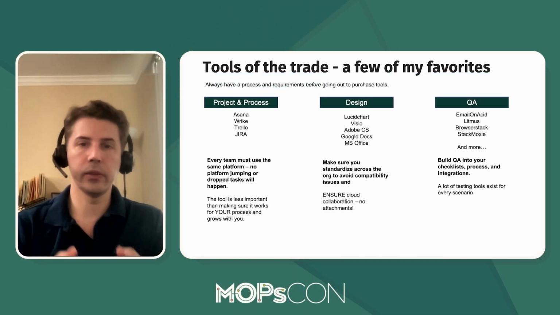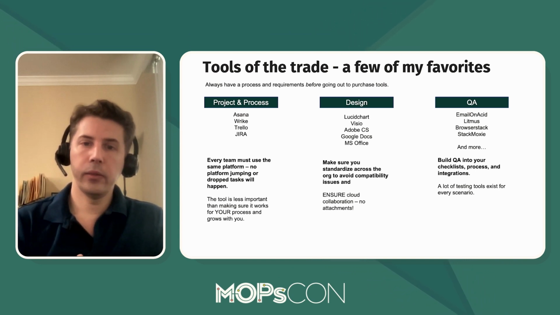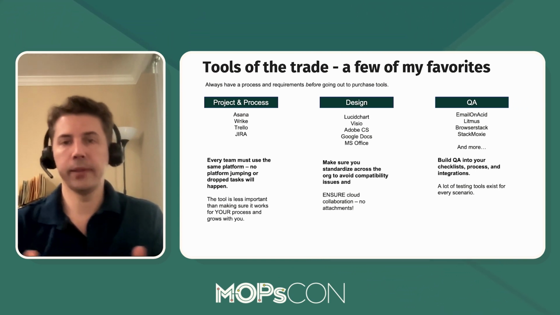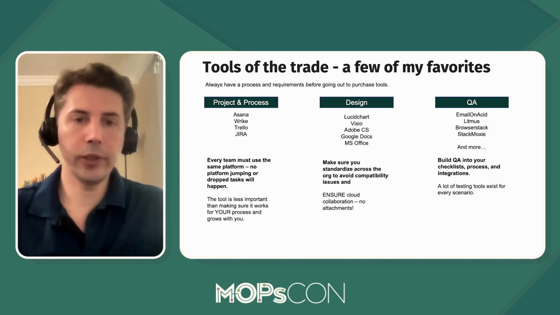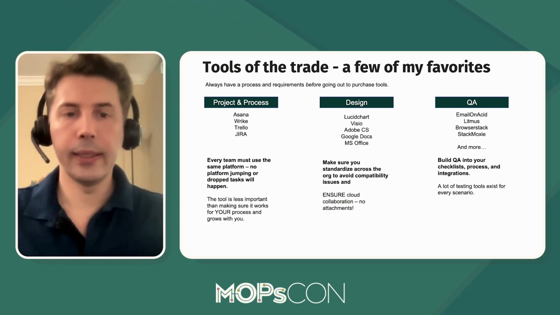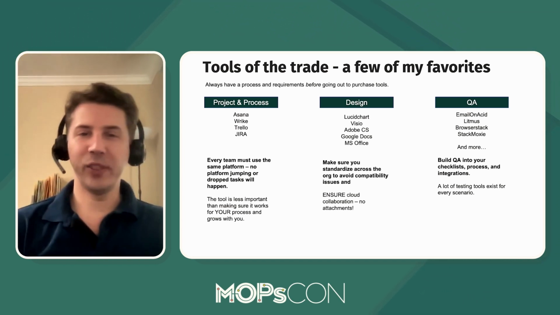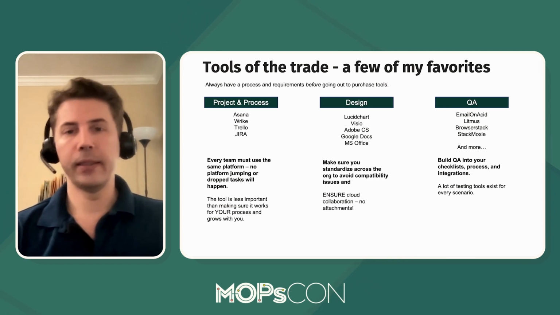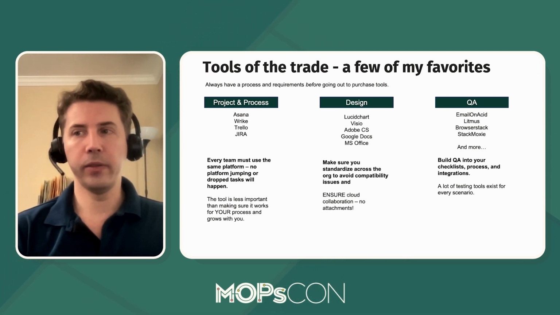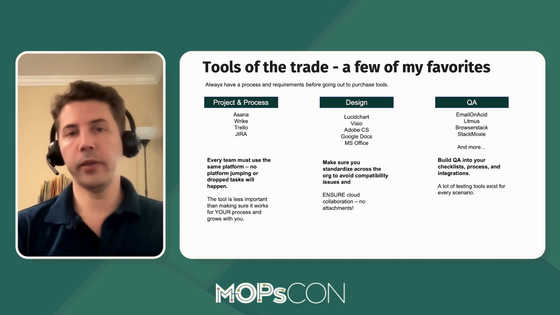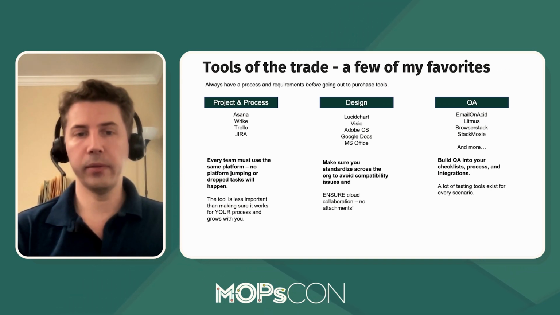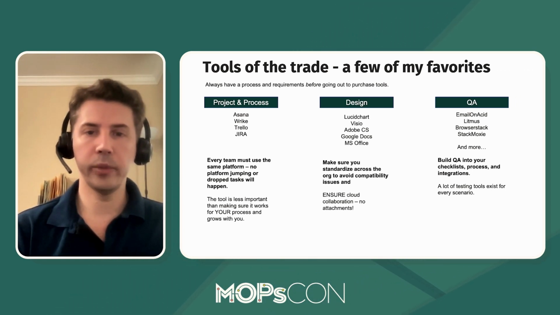So everyone has to use the same platform. In terms of design tools for managing that journey and the specifications, Lucidchart, Visio, Google, these are all good. Just make sure you're not sharing attachments. It's not 1999. That creates a lot of opportunity for gaps to appear in your process and for mistakes to get made. Make sure it's a collaborative shared document.